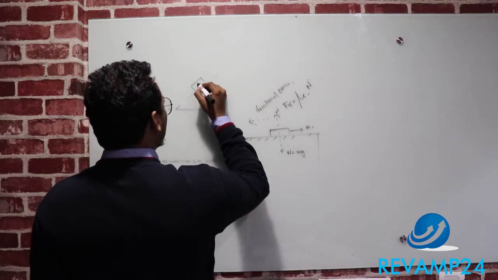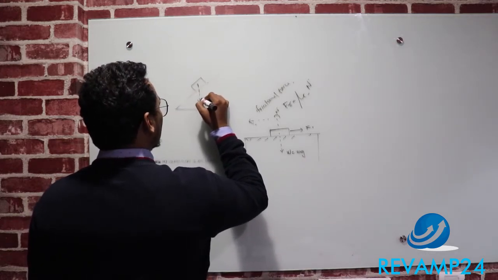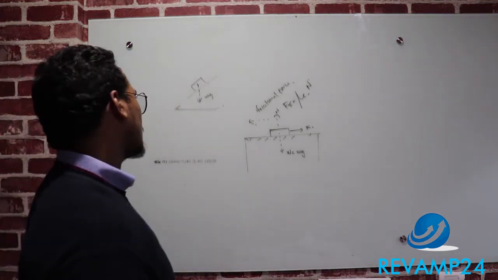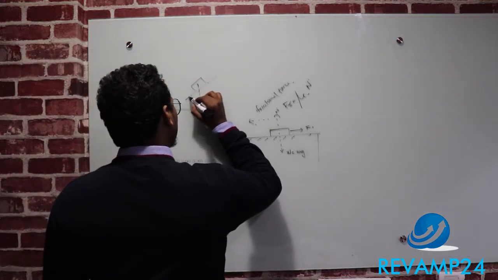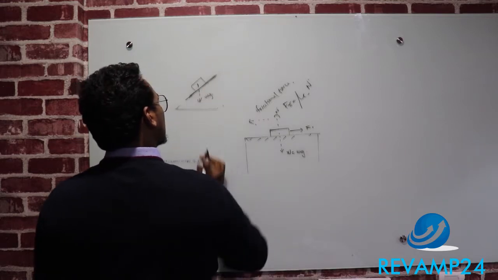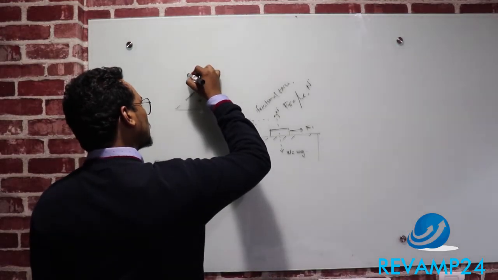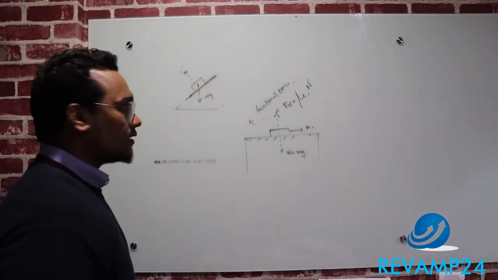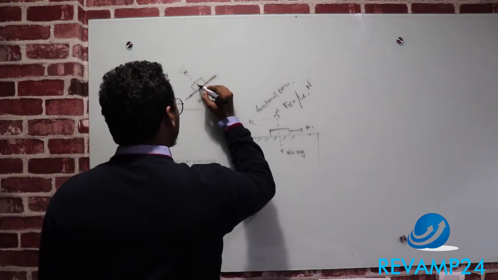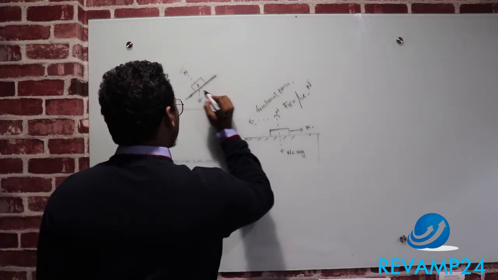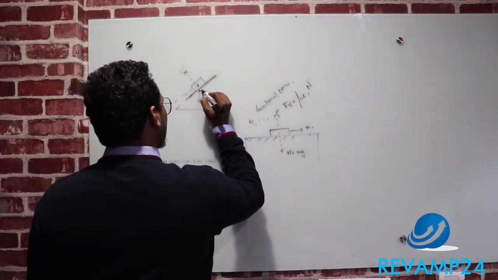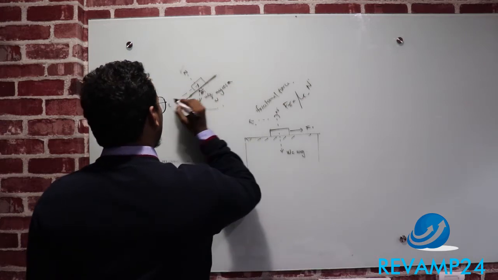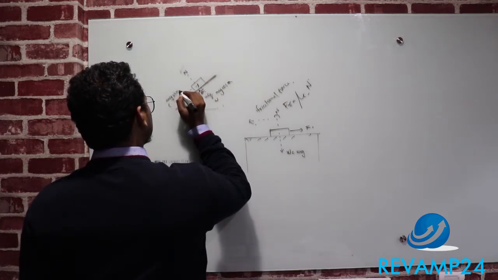In this scenario, the mg acts vertically downward. Always mg will be directed towards the center of the earth. Now this is the surface, correct? Then the normal reaction has to be calculated normal to that surface. So normal reaction will be this. In this scenario, you can split mg into two components. One is this, another one is this. So if this angle is theta, then this will be mg cos theta and this will be mg sin theta.